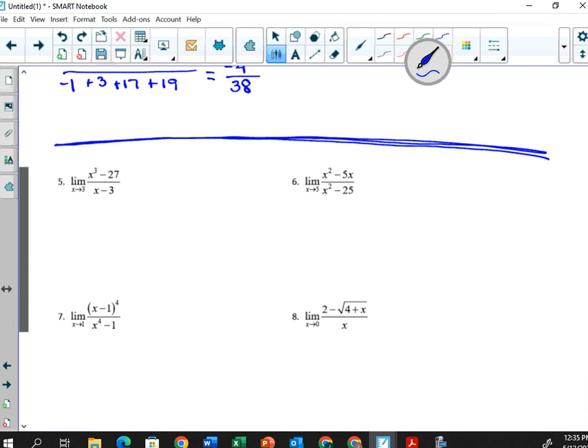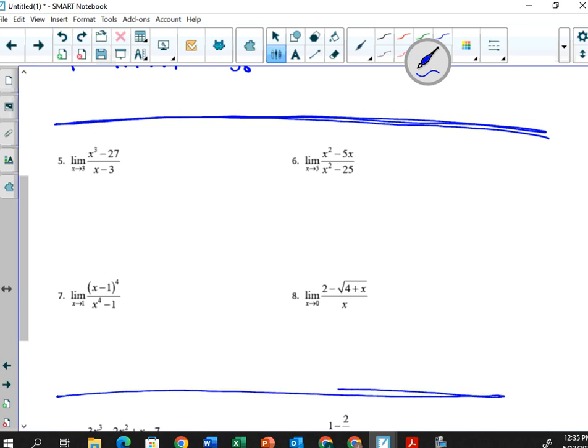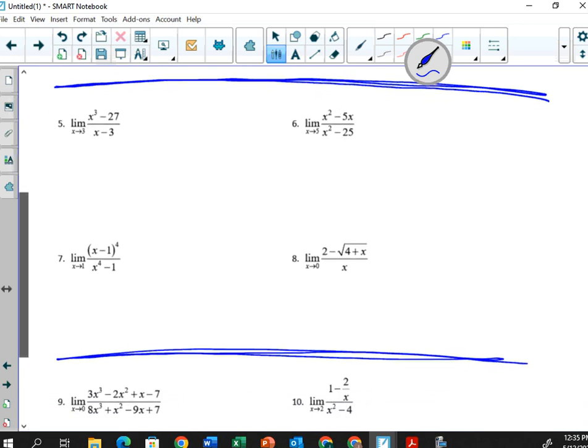Okay, try 5 through 8 next, just those 4. These are now the factoring conjugate kind of ones, okay? These require a little more effort. Which one? Factor. For the denominator. Good job, Drew.